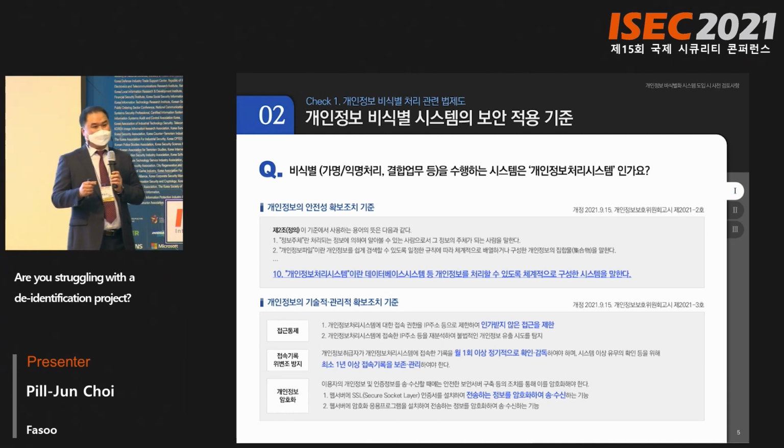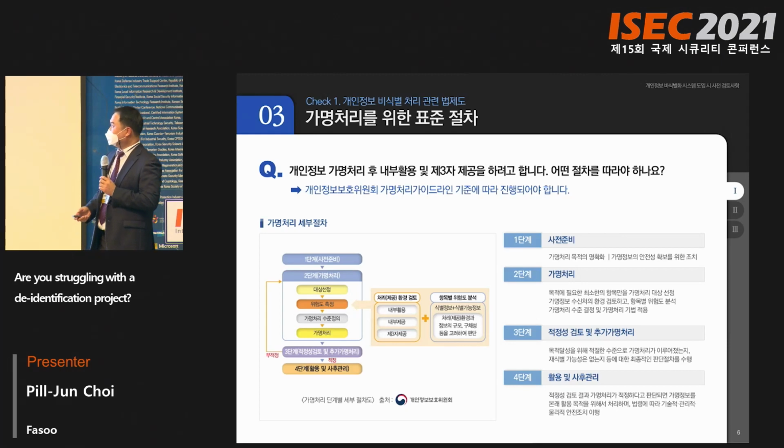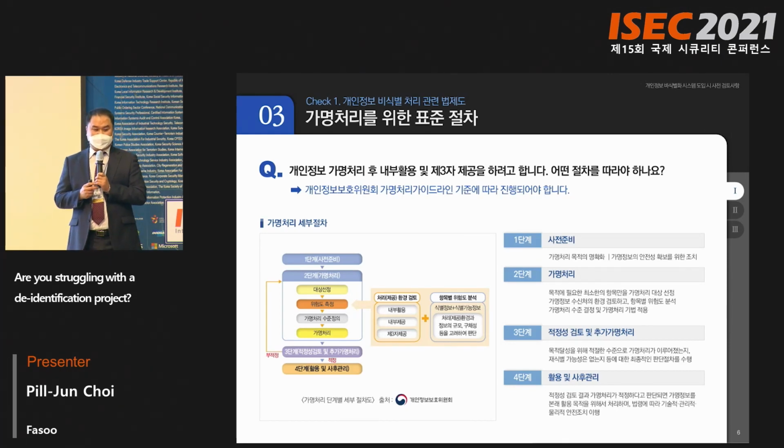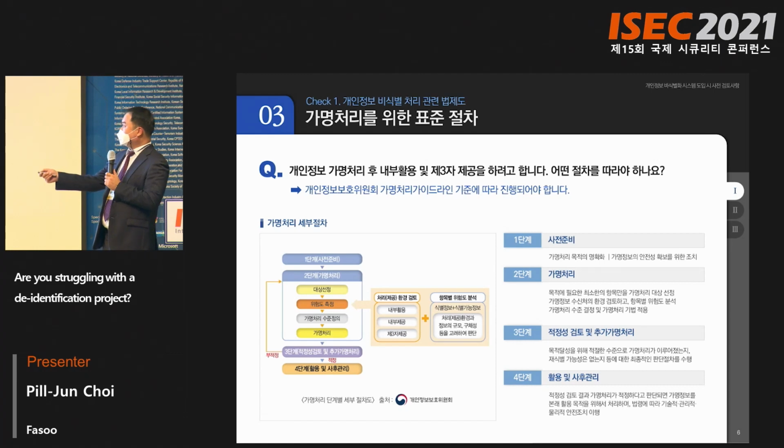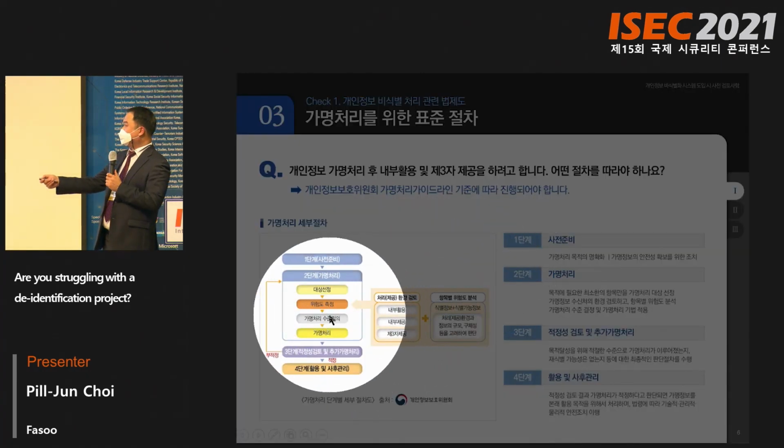Received data and sent data need to be encrypted. There are encryption requirements in this area, so please refer to the managerial and technical standards to process personal information. So please check the notice. And the next is the standard procedure. This is the regulation related to pseudonymized personal information.